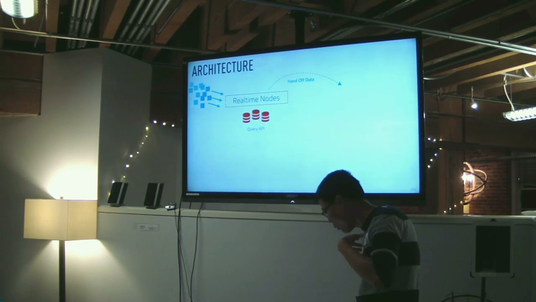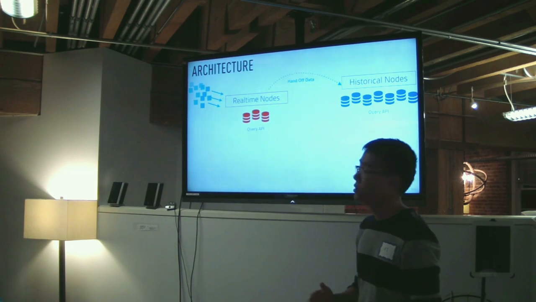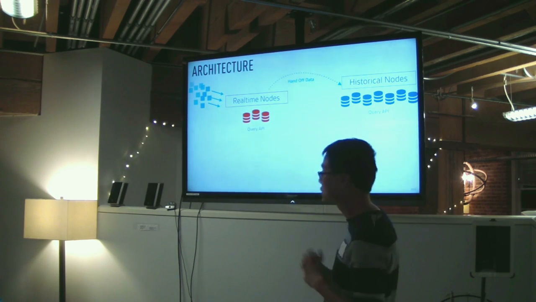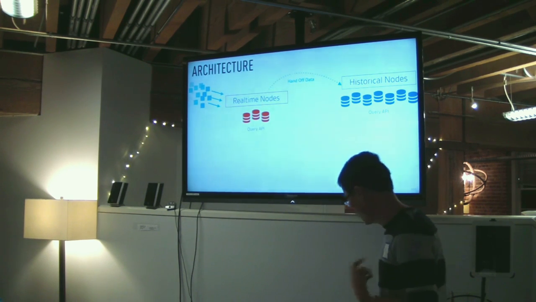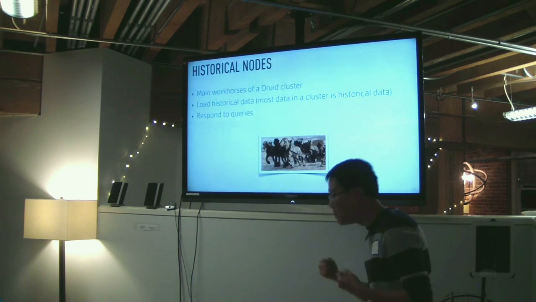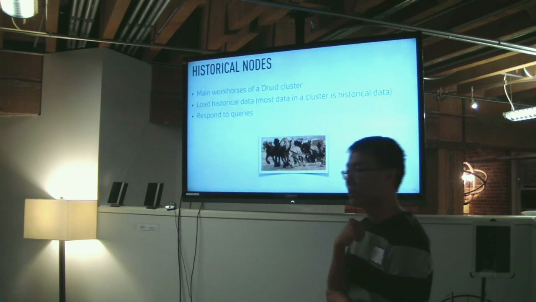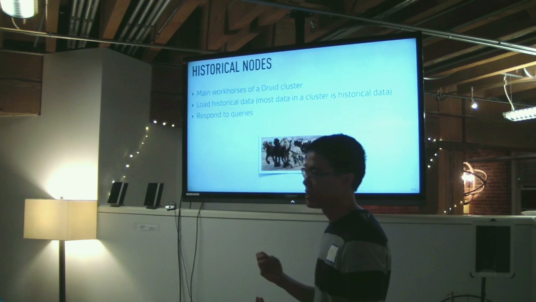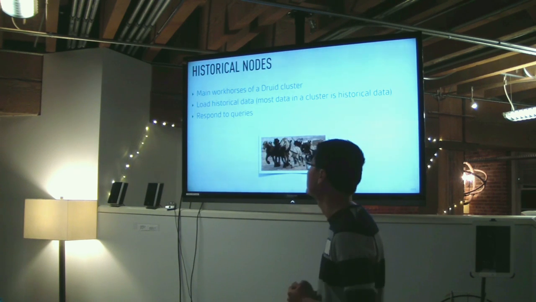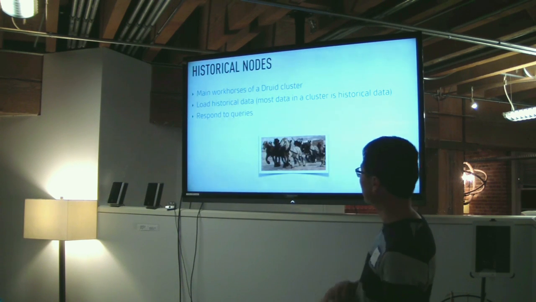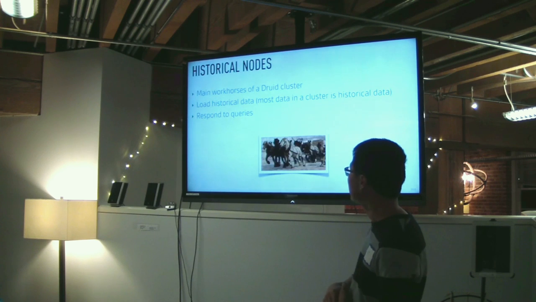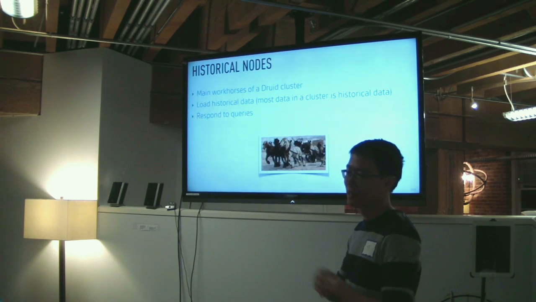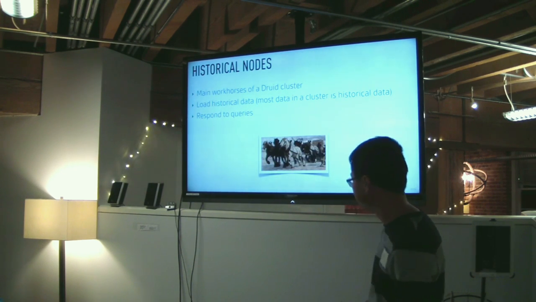And where real-time nodes hand data off to is this idea of historical nodes. Historical nodes are sort of the main workhorses of a Druid cluster. Most of a Druid cluster is actually comprised of historical nodes. Historical nodes load immutable batches of data, and they're pretty dumb. They basically load data and then respond to queries for data.